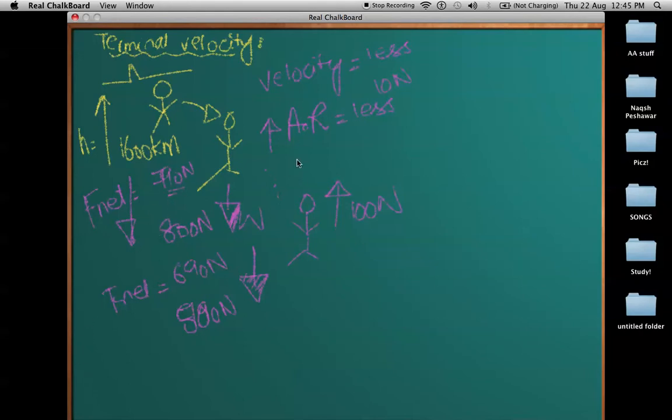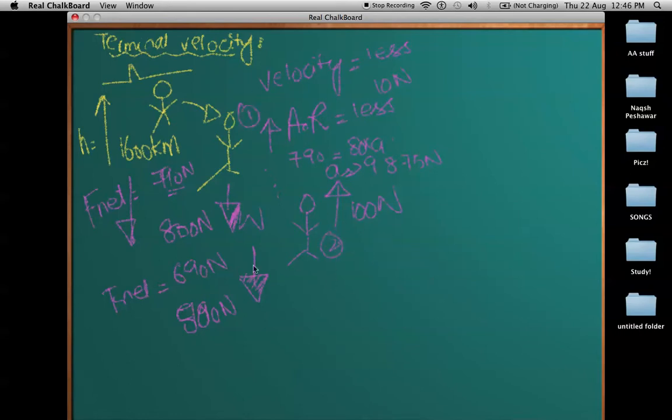You can just calculate, let's say, if the mass is 80 kilograms. So 790 equals 80 times a. F equals ma. So just divide for acceleration, and you will see that in this case the acceleration would be, let me just divide it here, 9.875 meters per second squared. This was the first case.